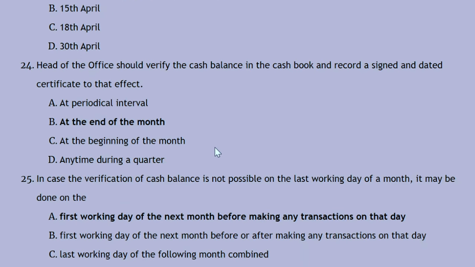24. The head of the office should verify the cash balance in the cash book and record a signed and dated certificate to that effect at the end of the month.